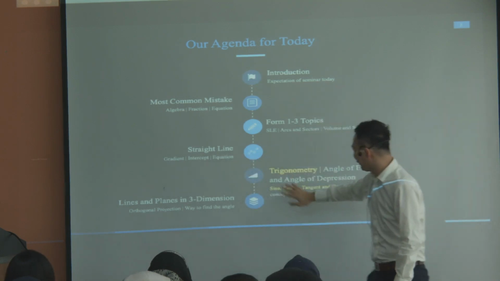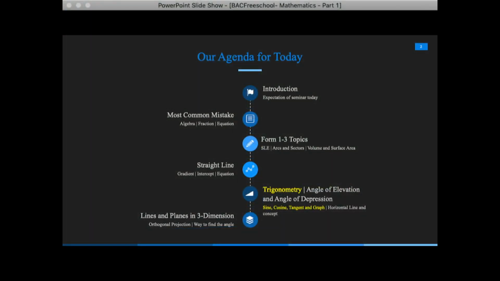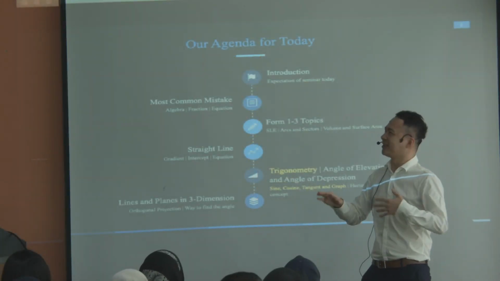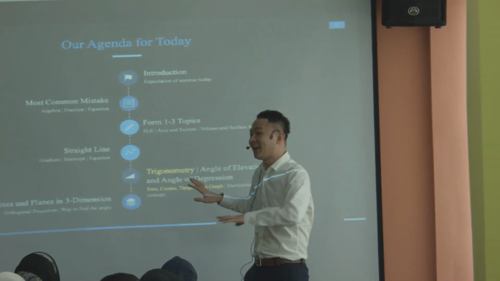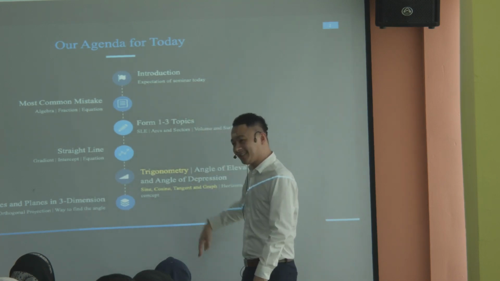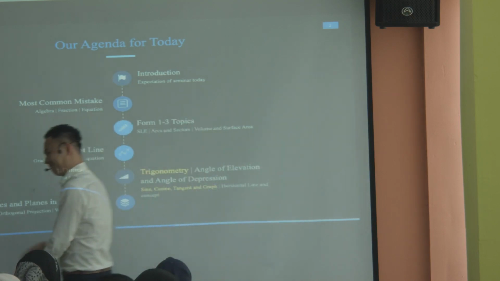The last two will be slightly harder. Trigonometry, and angle of elevation and angle of depression, which is actually quite easy, but because it relates to trigonometry, I joined them together. Then there is lines and planes in 3 dimensions, a topic a lot of students don't like. If you have extra time, after 2.5 hours when I've finished all this, we'll go to 2 more topics, circles 3 and sets. All right, so let's start.